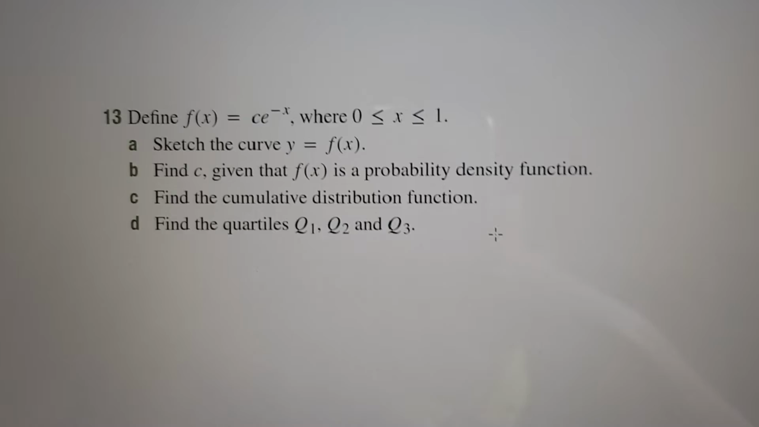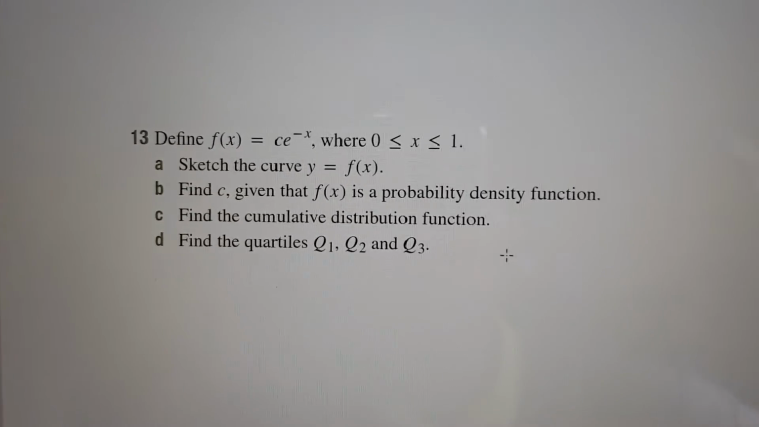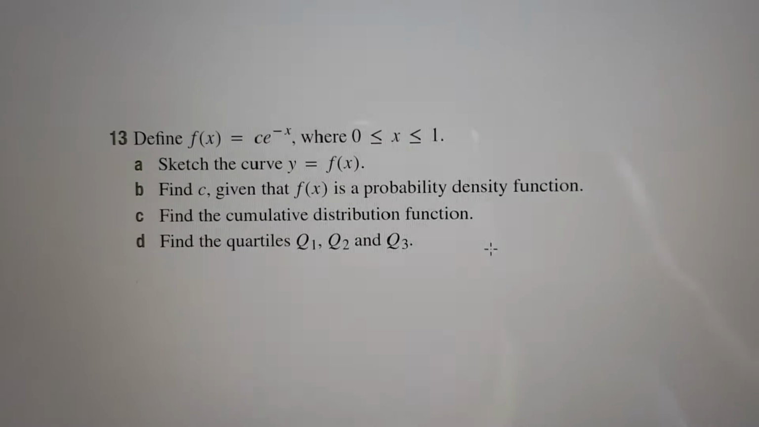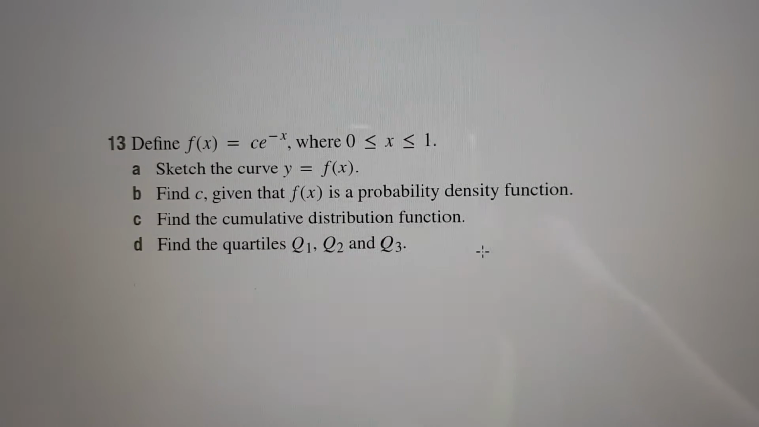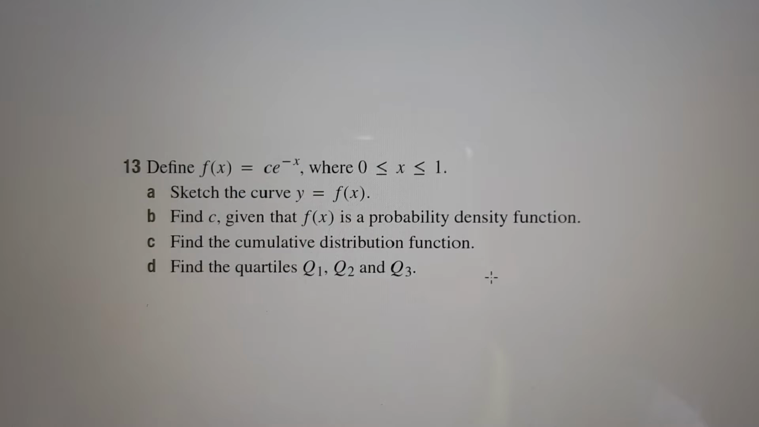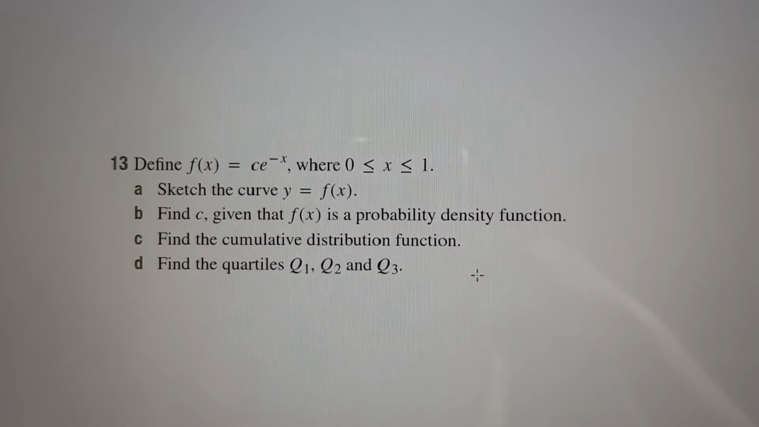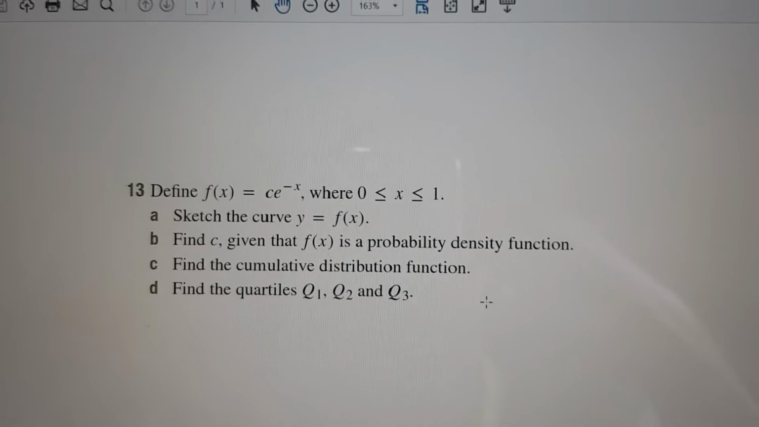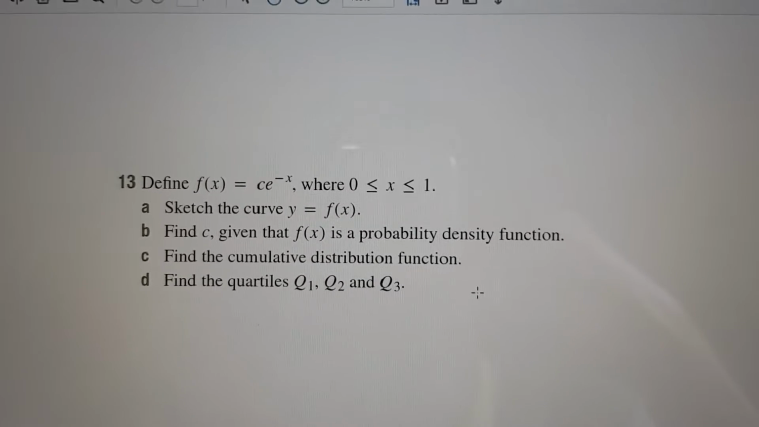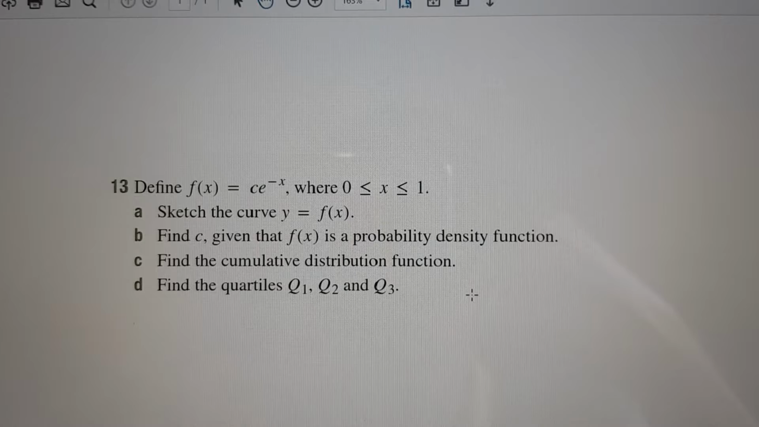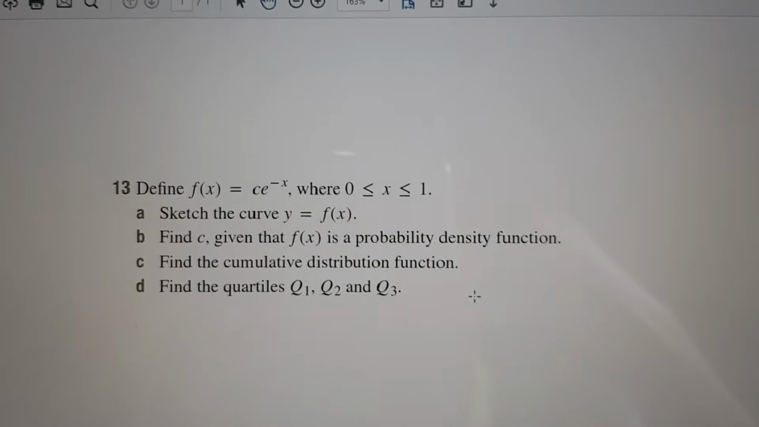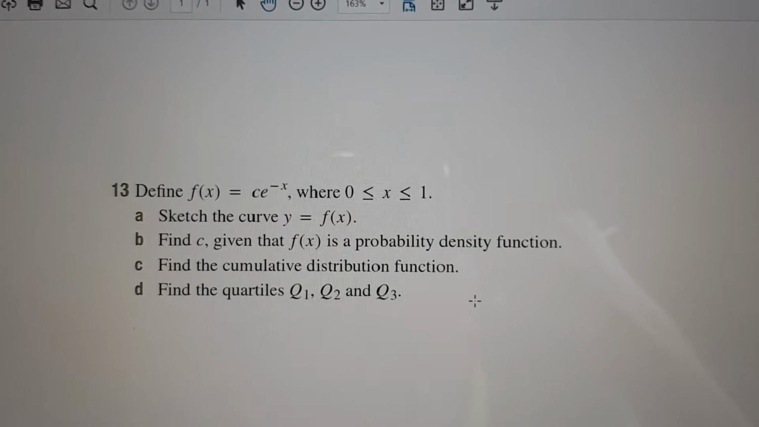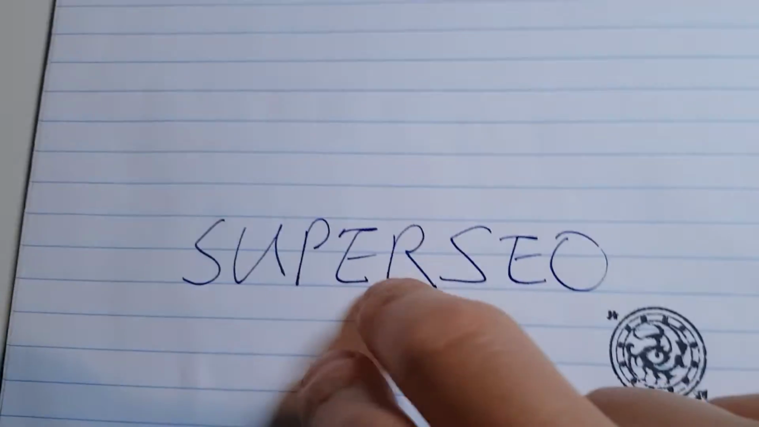Now in this question here, the funny thing is C is not actually defined whether it's positive or negative. Now, because of part B, we are going to assume without much loss of generality that C is going to be positive. Okay, so I'm going to explain that more in detail when we do part B. In part C, find the CDF, and D, you have to find all those quartiles. All right, so let's get into the business.